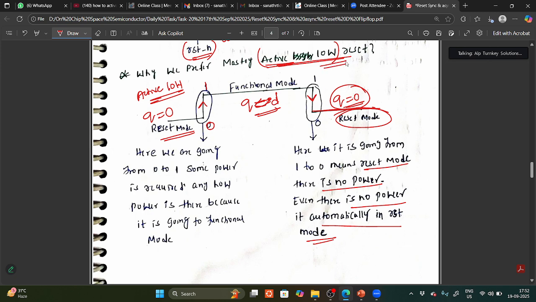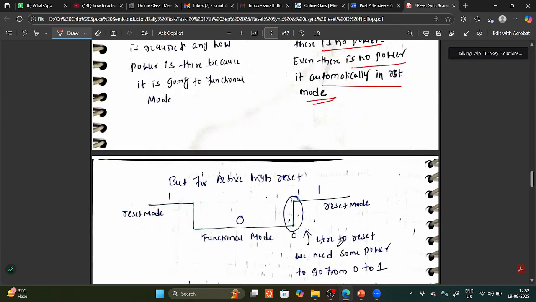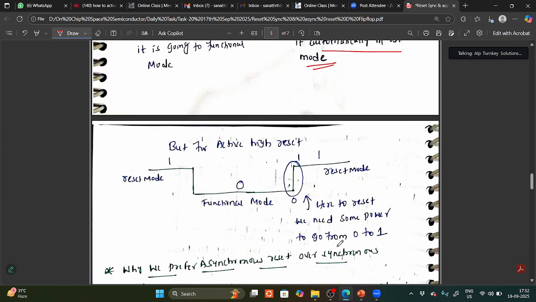Suppose you take active high reset. Active high reset means when it is 1, it is reset mode, and Q becomes 0. When it is 0, it will be functional mode, and you are getting Q equal to D. So when it is going from 1 to 0, what will it be?